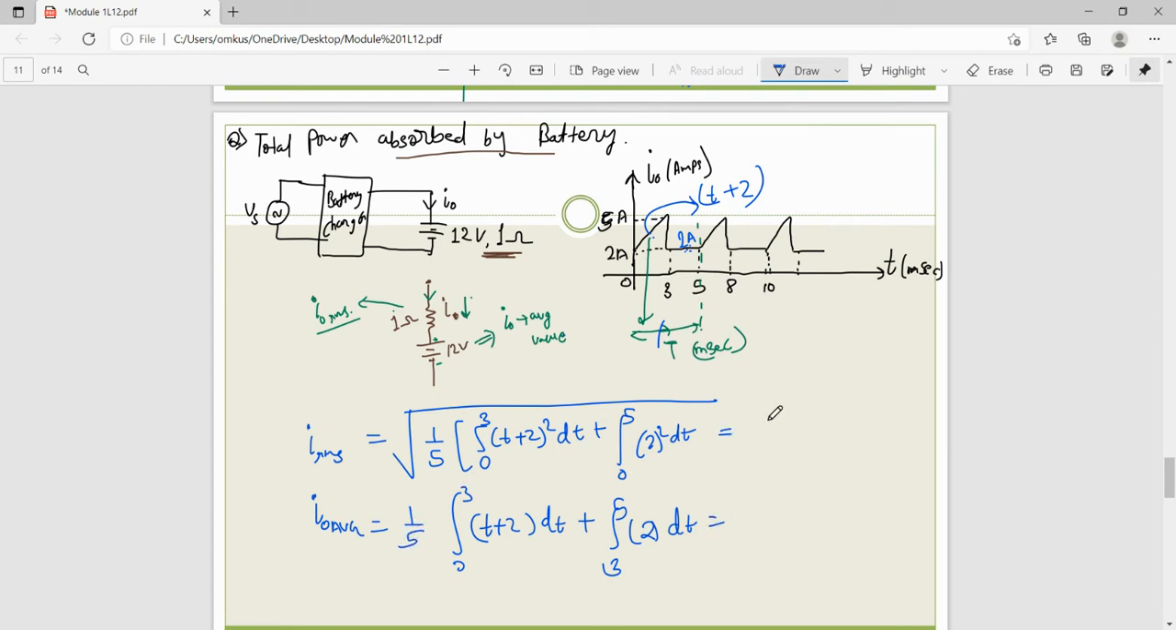When you solve this problem, you get I RMS equal to 3.39 ampere. And what is I average? I have to calculate it. Now see, this signal is given to you. In that, the waveform is already given to you, right?